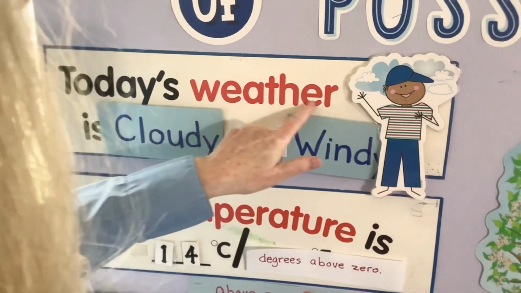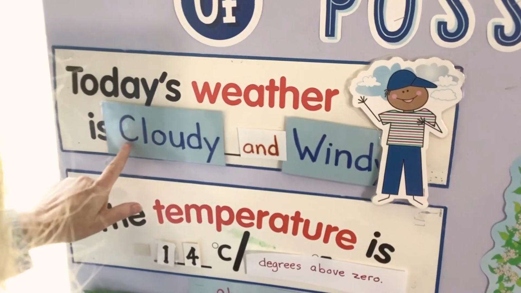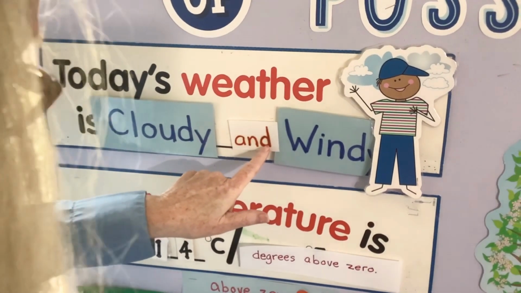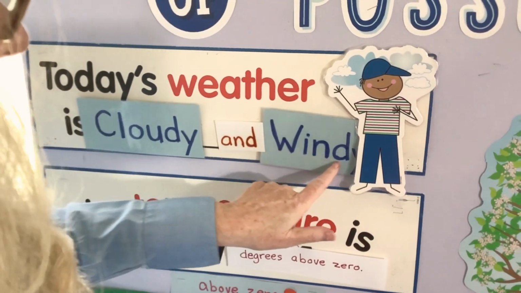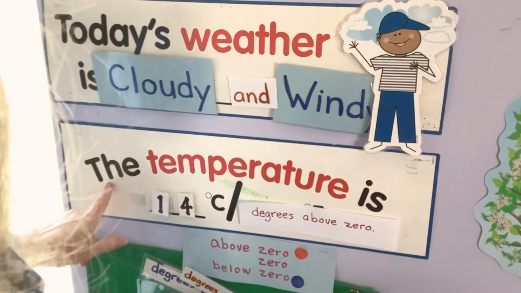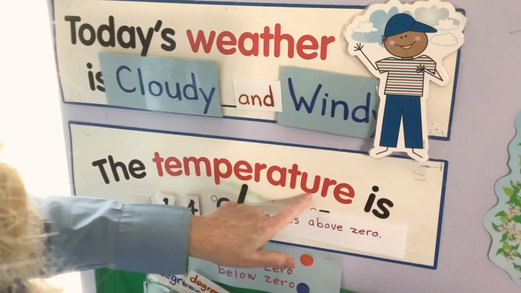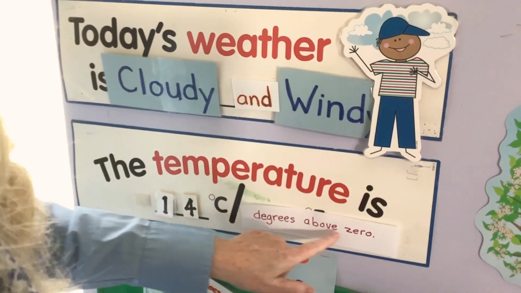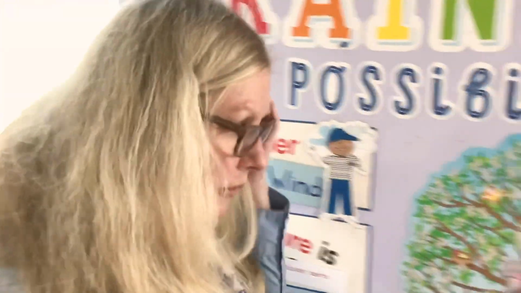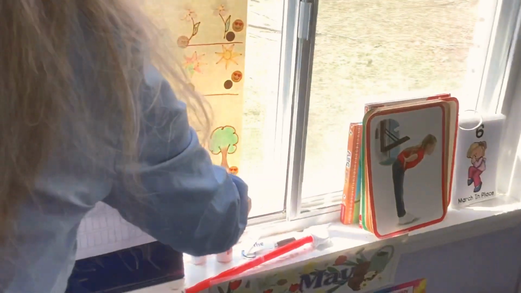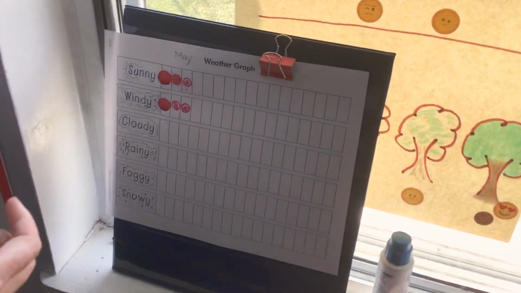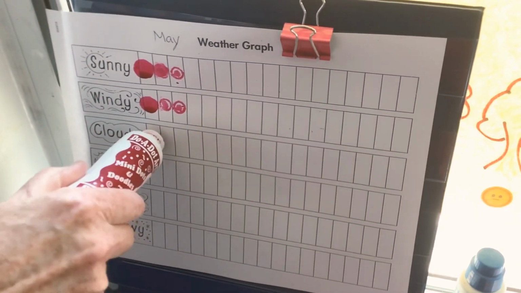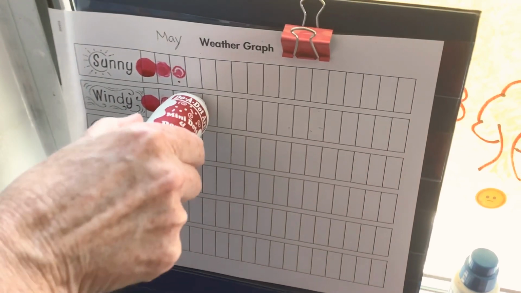Today's weather is cloudy and windy. The temperature is 14 degrees above 0. So get out your weather graph. I sent it to your mom and dad to download. So, oh, it's my first cloudy day at school and windy.